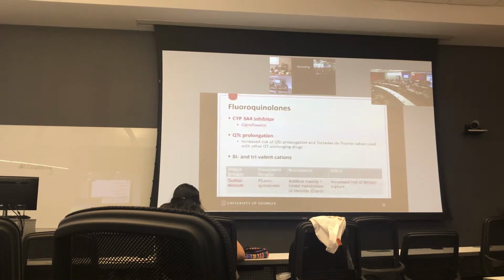We didn't go over all of the interactions with macrolides in terms of 3A4. So these are things that you've seen throughout the course, but any substrates of 3A4 are going to interact with macrolides since they inhibit 3A4.